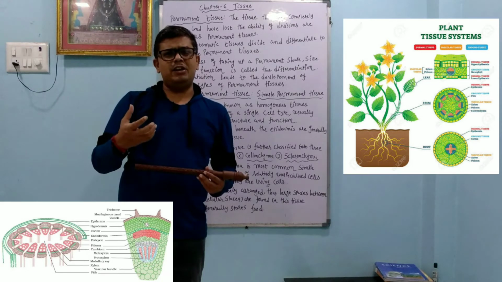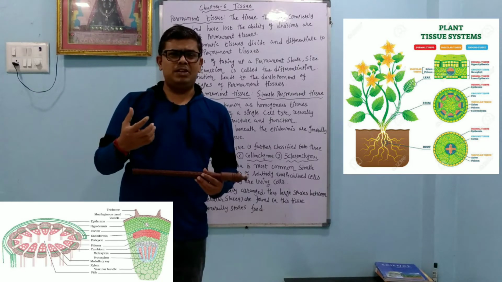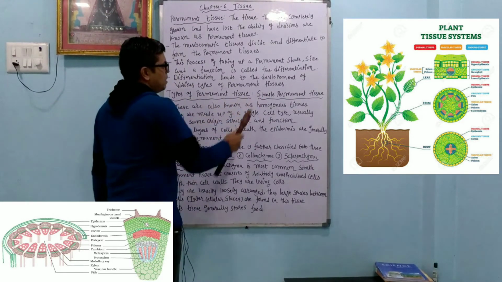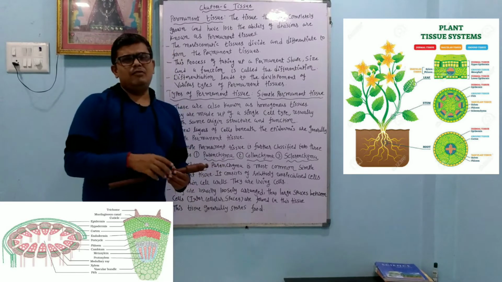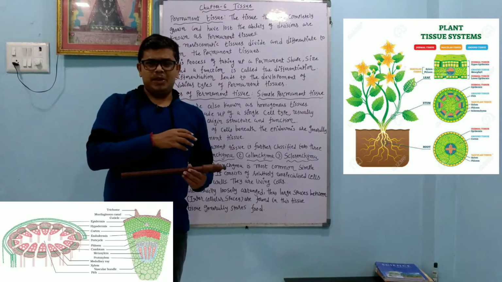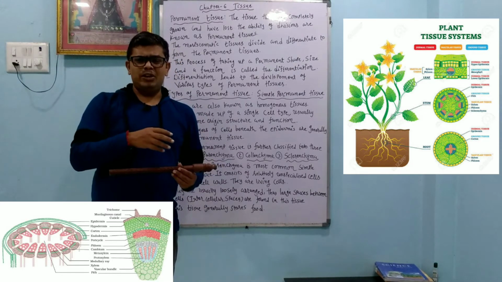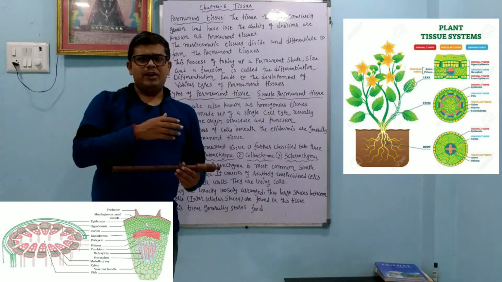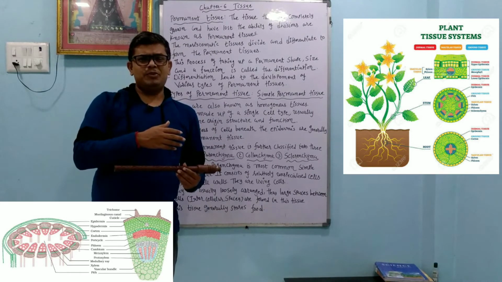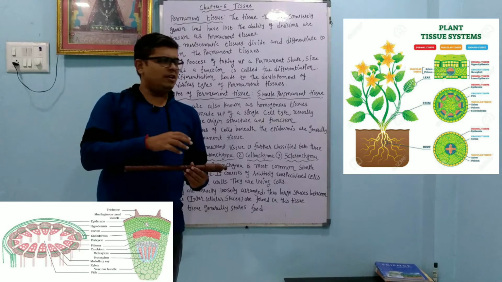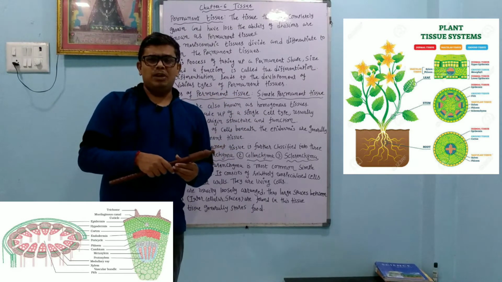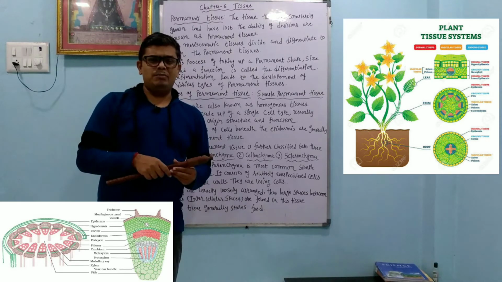They are of different categories, like simple permanent tissue and complex permanent tissue. Types of permanent tissue: first is simple permanent tissue. In that we are going to learn about parenchyma, collenchyma and sclerenchyma. Parenchyma is further divided into aerenchyma and chlorenchyma. So one by one we will learn. After that, the permanent tissue is divided into complex permanent tissue. In that we will learn about the phloem and the xylem.